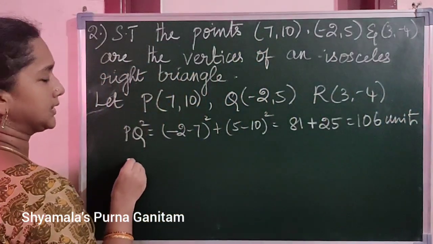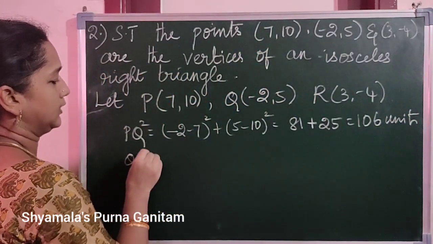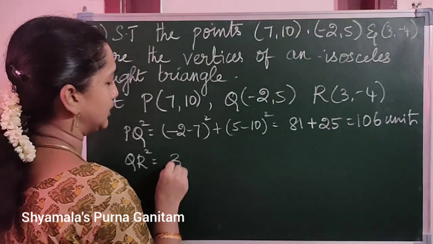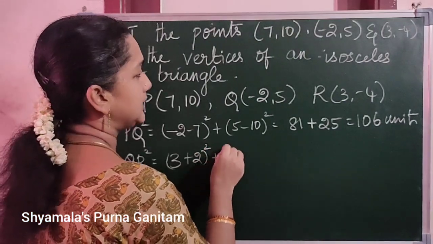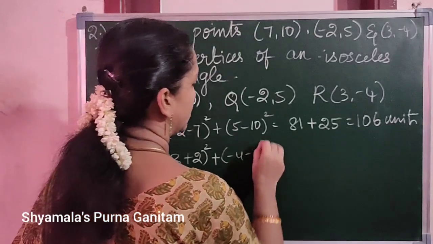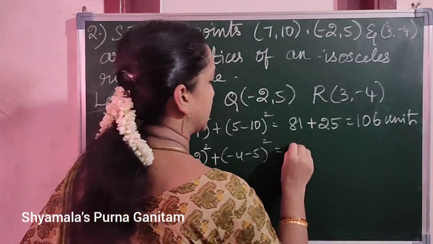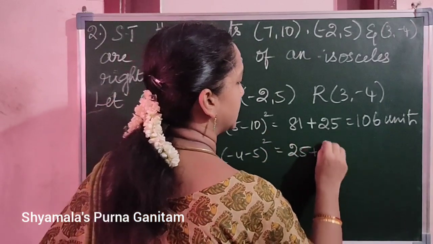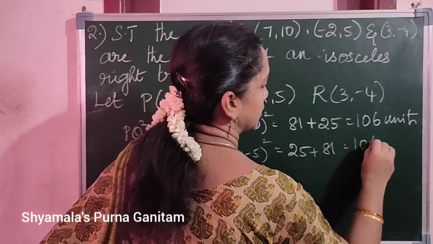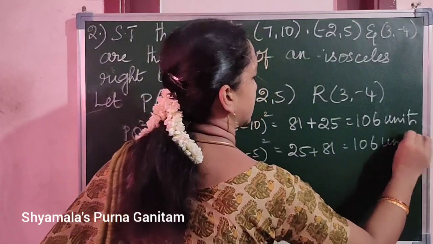Then next one is QR square. So QR squared is equal to 3 plus 2 the whole square plus minus 4 minus 5 the whole square. So 3 plus 2, 5 squared is 25. This one is minus 9 the whole square. This is 81. This one also you will get 106 units.